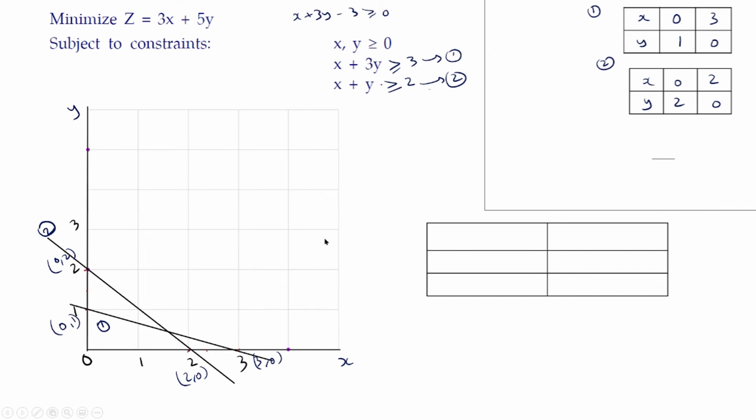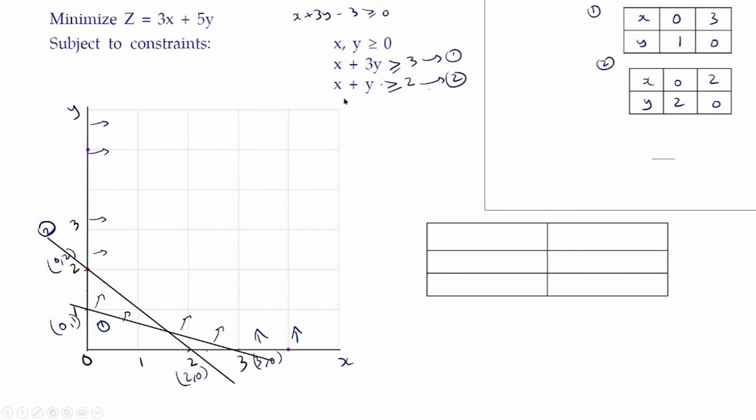And now let us find the feasible region. X greater than 0, it is this part. Y greater than 0 is this part. So this is x and y greater than 0. Now x plus 3y greater than or equal to 3. If we substitute the origin and check 0, 0, 0, 0 is not more than 3. So origin does not lie in this region. So the region corresponding to x plus 3y greater than or equal to 3, it is this region.